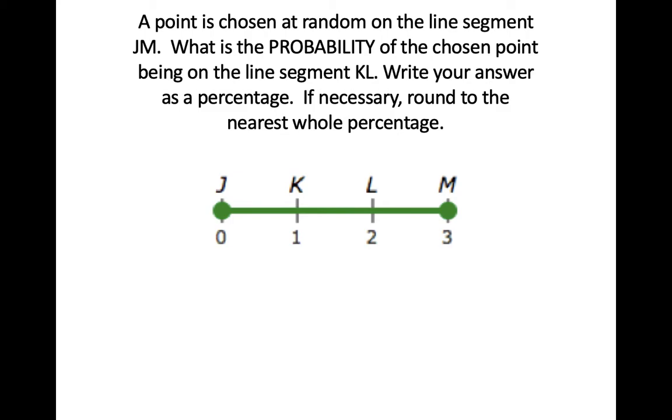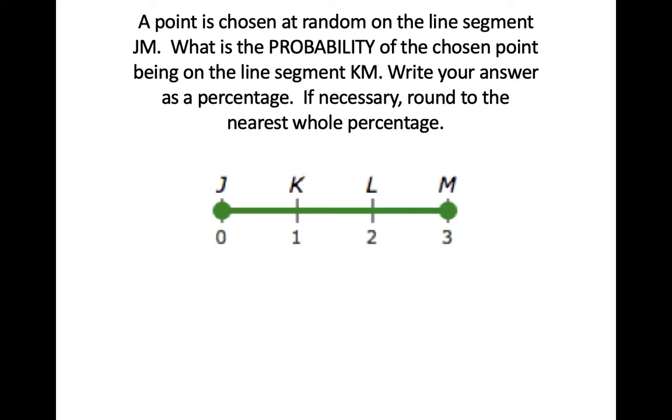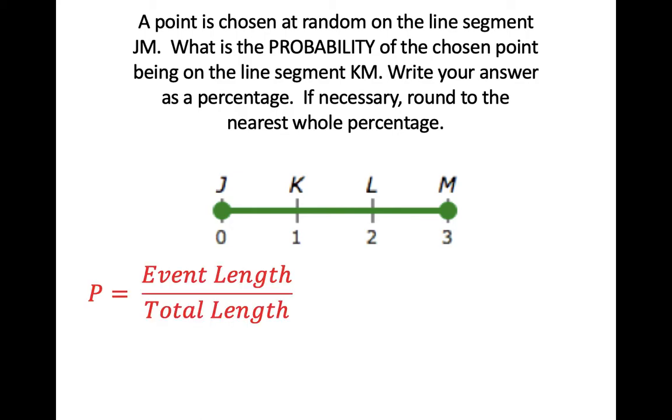This one is asking what are the chances that the point is on KL if it's chosen at random on JM? Once again, KL is 1, JM is 3, so it'll be approximately 1/3. And then finally, what is the probability of a point chosen at random on JM being on KM? That would be KM over JM, which equals 2 over 3, approximately 67%. 66.666, 67%.